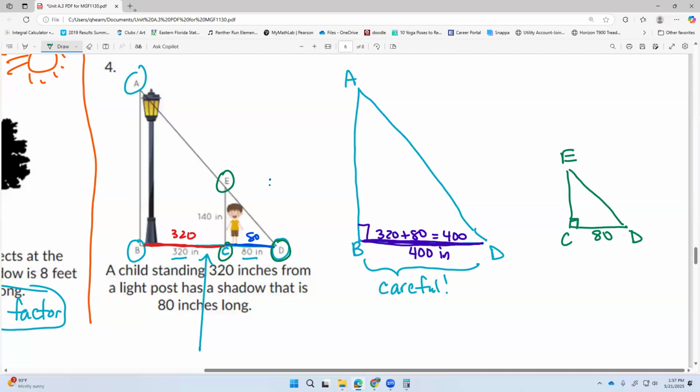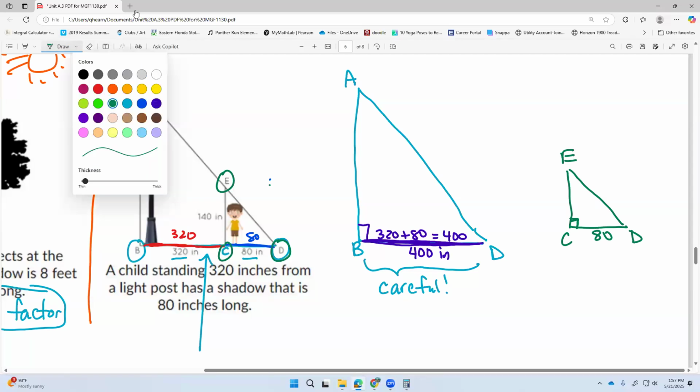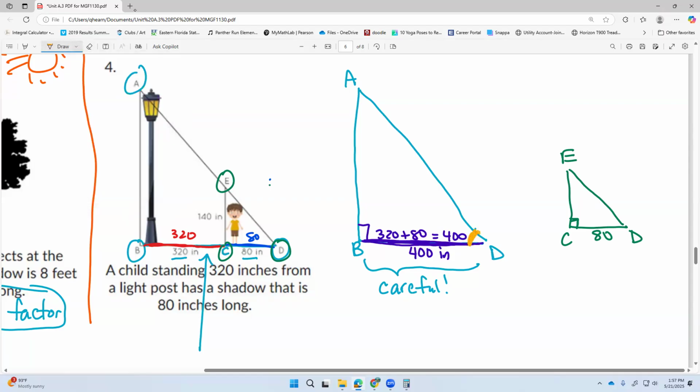that two of the angles are the same. But notice that angle D is the same in both diagrams. This is angle D, this is angle D, that's the same angle. So we know that two angles are the same, so these are definitely similar. Triangle ABD is similar to triangle ECD. So that means we can find the scale factor.